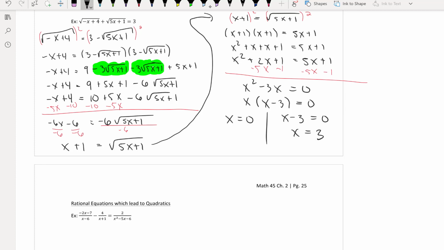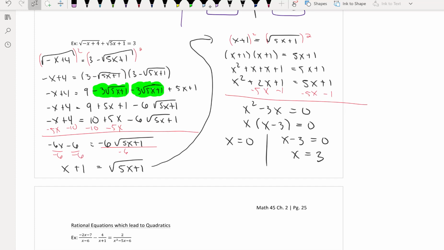Whew, that was a lot of work. It was a lot of work, but it was doable. And we're not quite done yet. So the next thing we need to do, remember, is to check our answers. So go ahead and grab your calculator. If you check it, you're going to see that x is equal to 0 works out. But x is equal to 3, when I plug it back into my original equation, does not check out. So the only possible solution that works out is x is equal to 0.